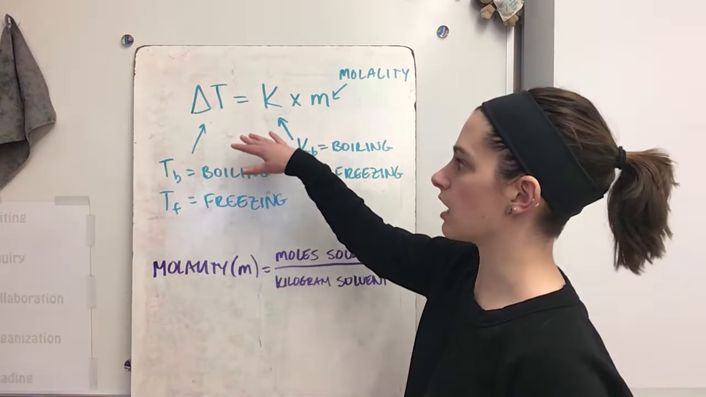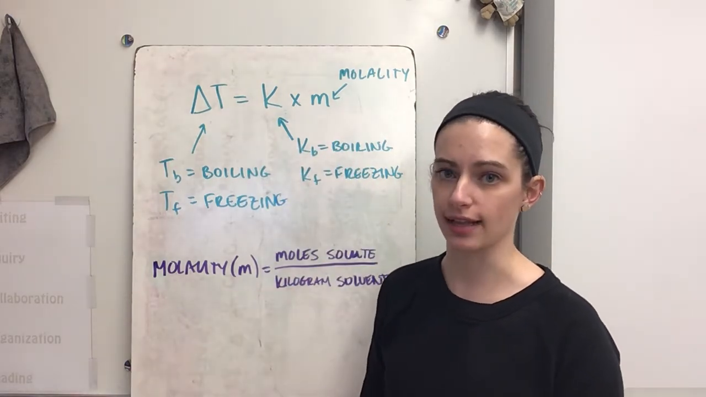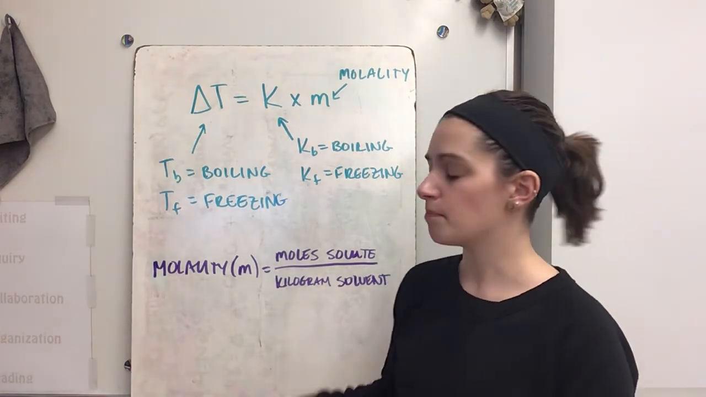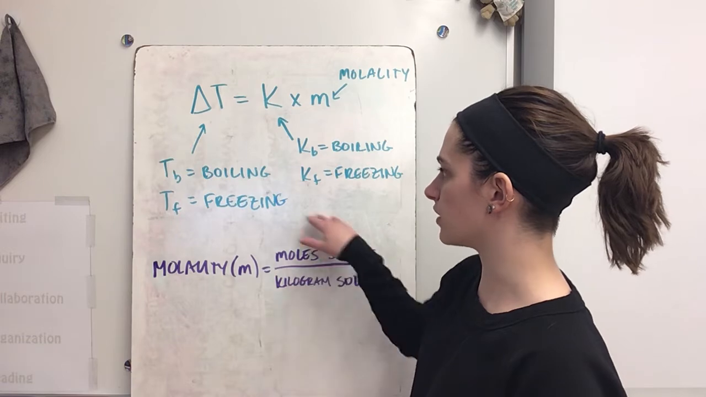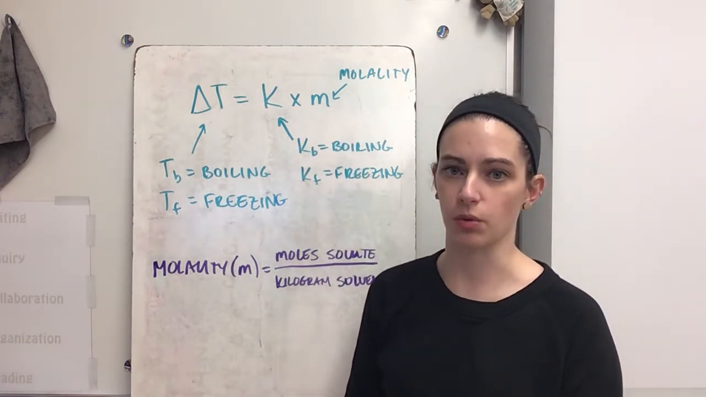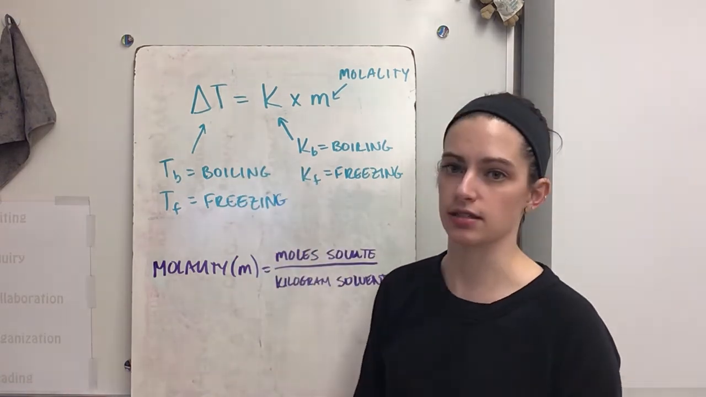When we calculate freezing point depression and boiling point elevation is pretty much the only time we're going to use molality. Pretty much all the other times we're going to use molarity, but it's important because these are the units that our constants are going to be using. So we want to make sure that we use molality times the constant, which will get us our change in temperature.